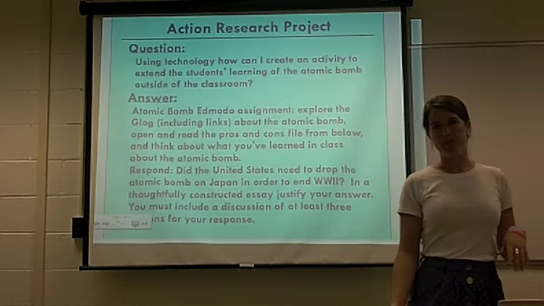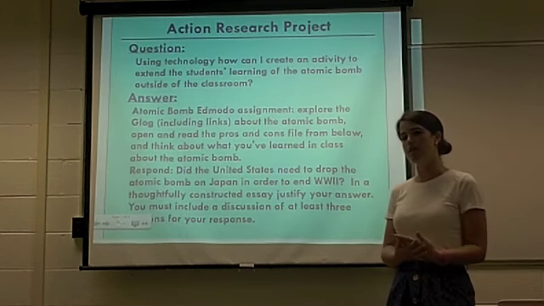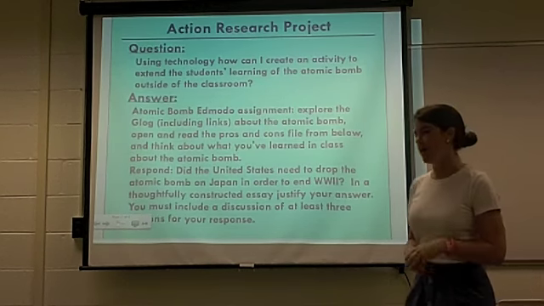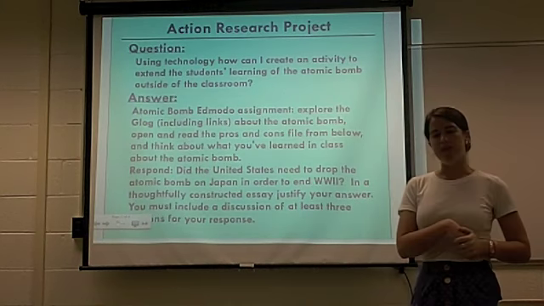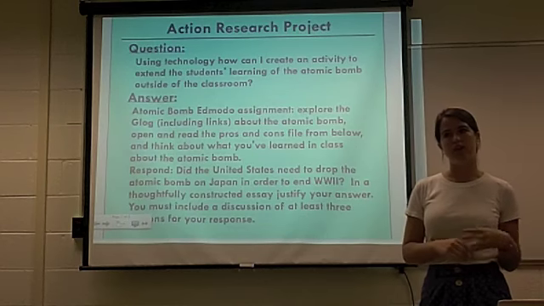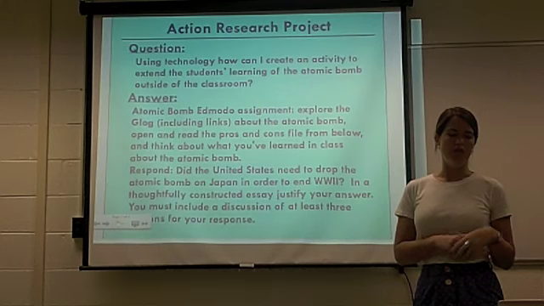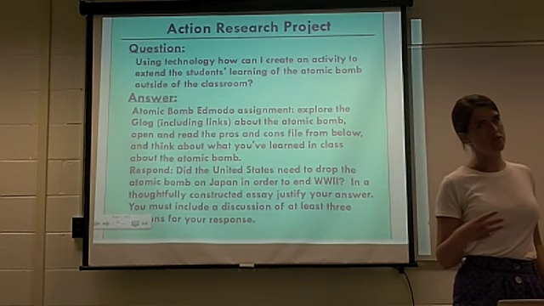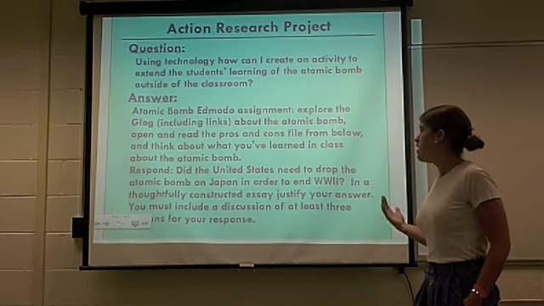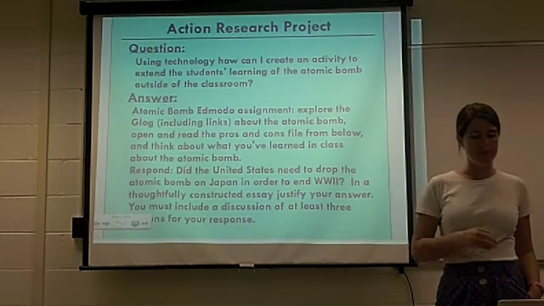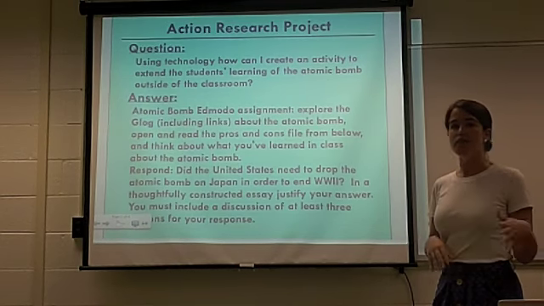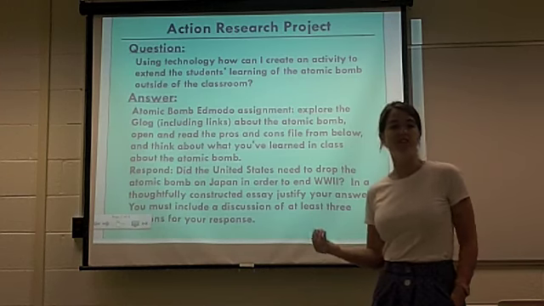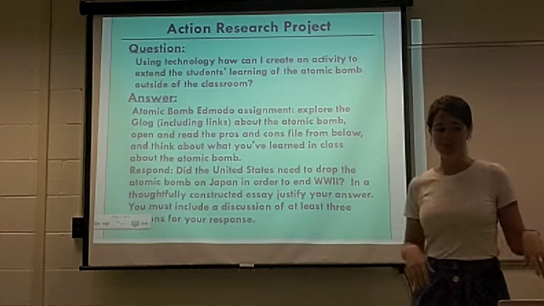So the answer I came up with was creating an atomic bomb Edmodo assignment in which the students had to look at a blog that I created that has facts, images, and links. And then also look at a PDF that was included on Edmodo that listed the pros and the cons of dropping the bomb, and also think about what we learned in class. The students were going to look at these 3 resources and then answer the question, did the United States need to drop the bomb on Japan in order to end World War II? The students were supposed to answer this question in a thoughtfully constructed essay using at least 3 reasons to support their answer.